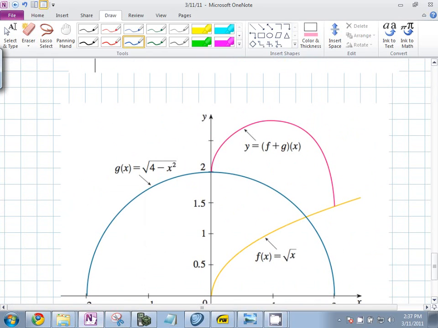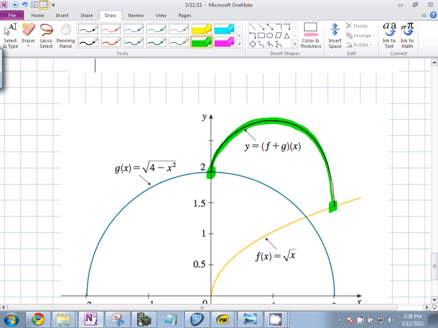We have two functions here. These are the two functions we just looked at, Hannah. Here is 4 minus x squared, and here is the square root of x. If you add two functions together, what do you end up with? You end up with this arc right here. That arc ends at those points. Does that match what we had before?